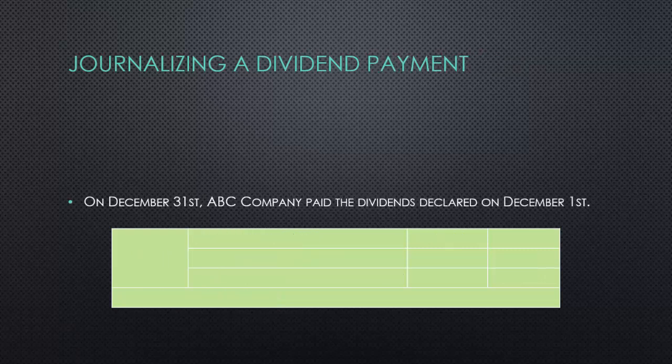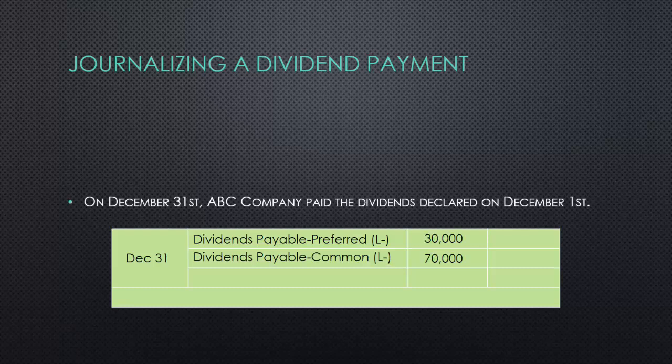When we pay these dividends, and in this case they're paying them on December 31st, the entry is to get rid of those liabilities on your books. So you're going to debit your dividends payable account for the same amount that you put on the books in the last entry. For preferred, it was $30,000, and for common, it was $70,000. We're actually paying the dividends now, and this is the point where cash leaves our company and goes into the hands of our shareholders. So we're going to have a credit to cash for $100,000. We didn't declare the dividends this time, so our description is that we paid cash dividends.